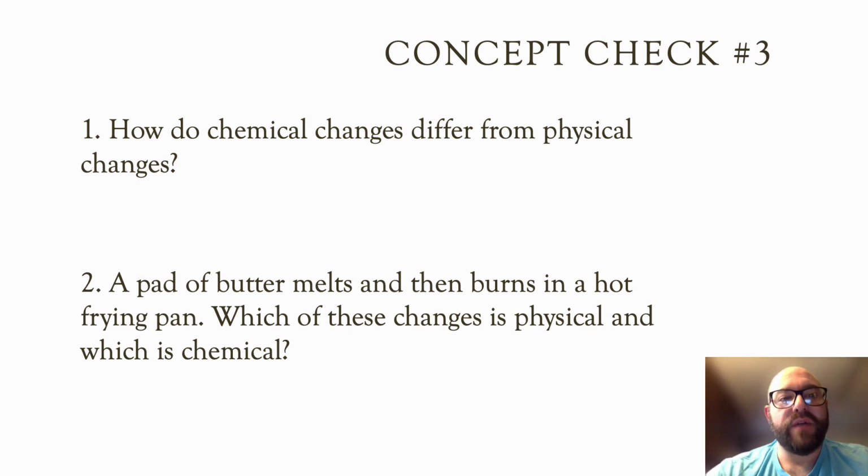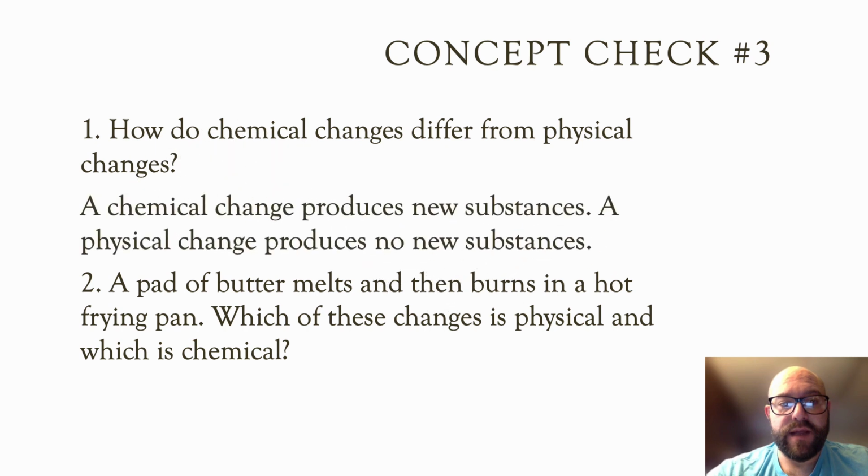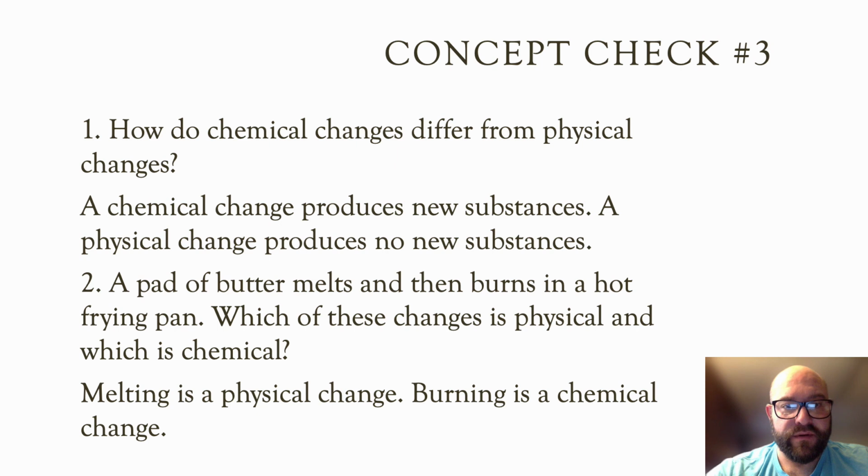Question 1. How do chemical changes differ from physical changes? A chemical change produces new substances. A physical change produces no new substances. Question 2. A pat of butter melts, then burns in a hot frying pan. Which of these changes is physical and which is chemical? Melting is a physical change. Burning is a chemical change.